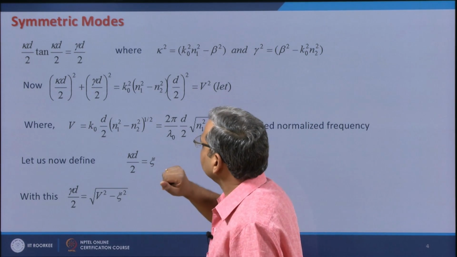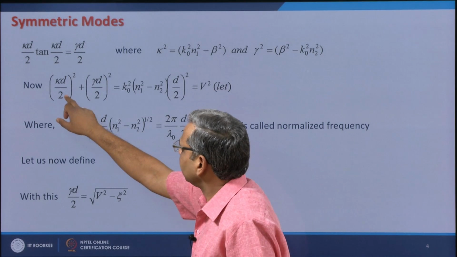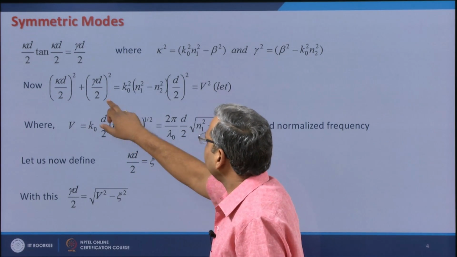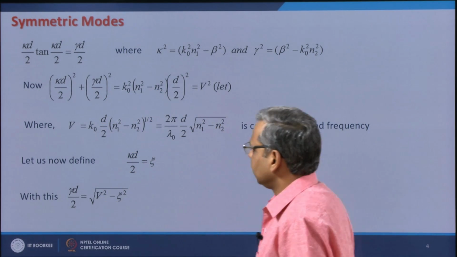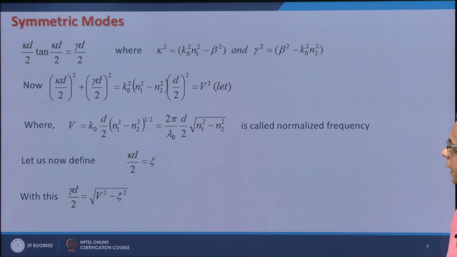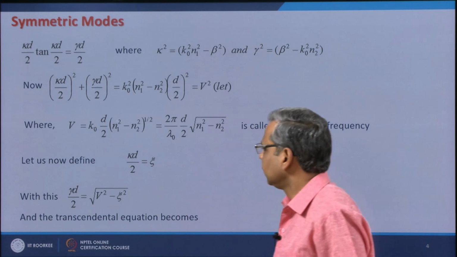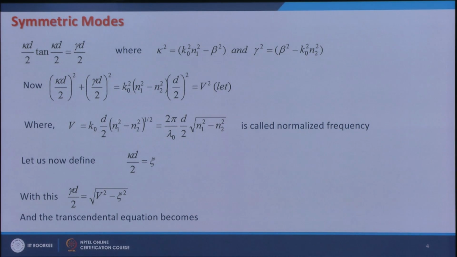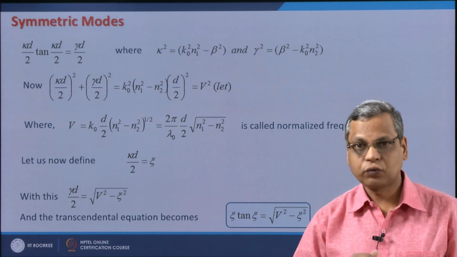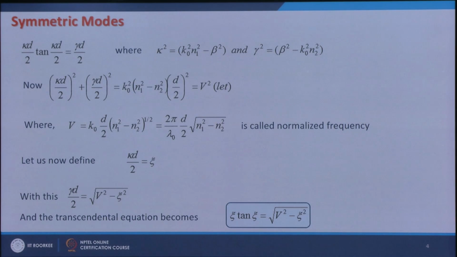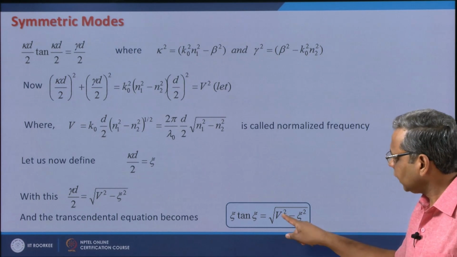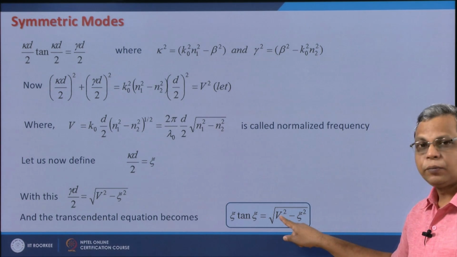Therefore, if I put kappa d by 2 equal to xi here, then gamma d by 2 automatically becomes the square root of v square minus xi square. If I put these two in this equation, then the transcendental equation becomes xi tan xi is equal to the square root of v square minus xi square.